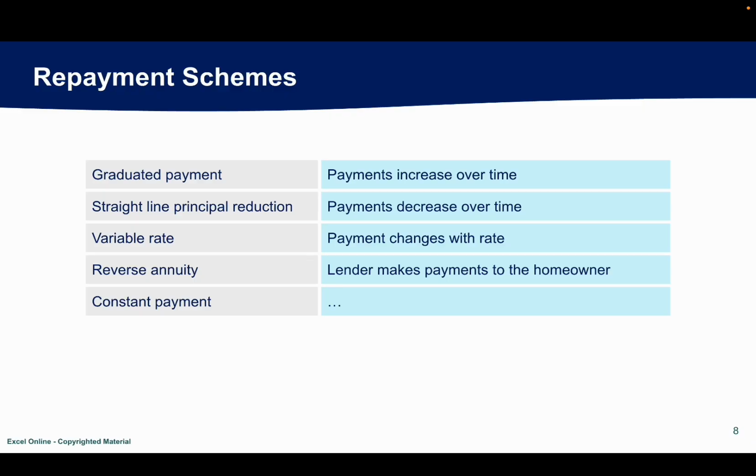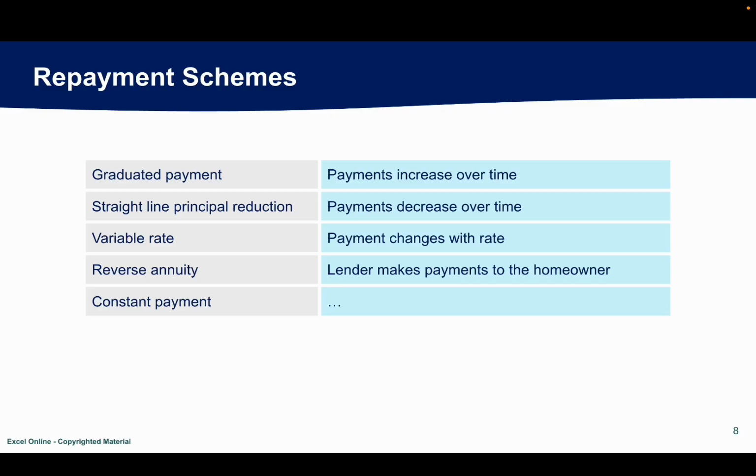Next is the straight line principal reduction loan. A straight line principal reduction loan is the opposite, as the payments get smaller over time. Let's say you are close to retirement. So in a few years, your income will go down. So you want to make bigger payments now, and when your income becomes smaller, the payments are also smaller. So, for example, you'll still be able to afford these smaller payments when you get your pension.